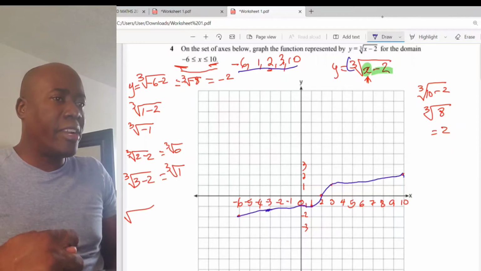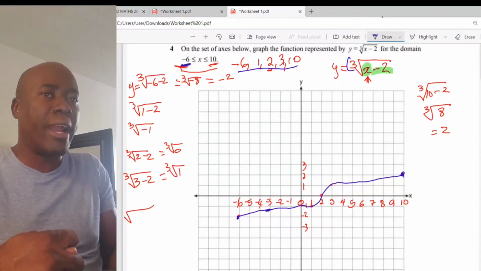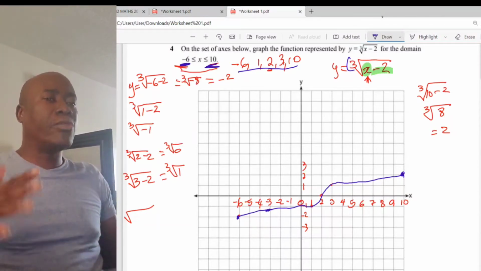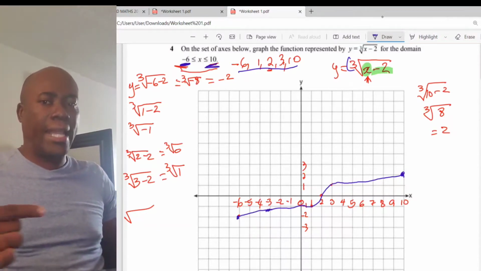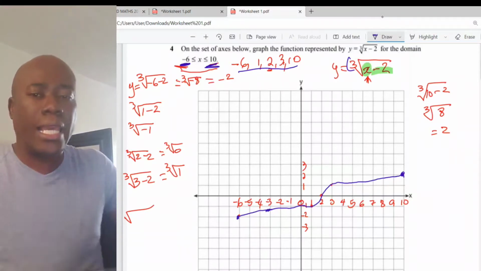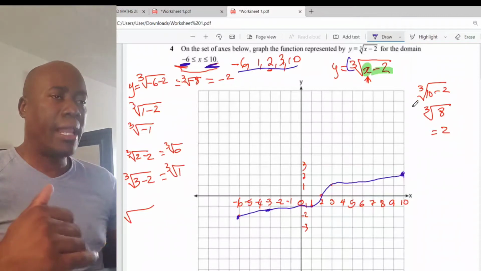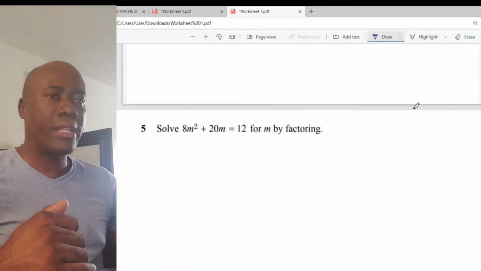Please bear in mind that you're not expected to put any form of arrows at the end because the domain started at -6 and it stopped at +10. So arrows would have suggested that it goes to infinity, which is not the case. All right, so no arrows on the end, and that's what the graph should look like. Let's go to the last question.